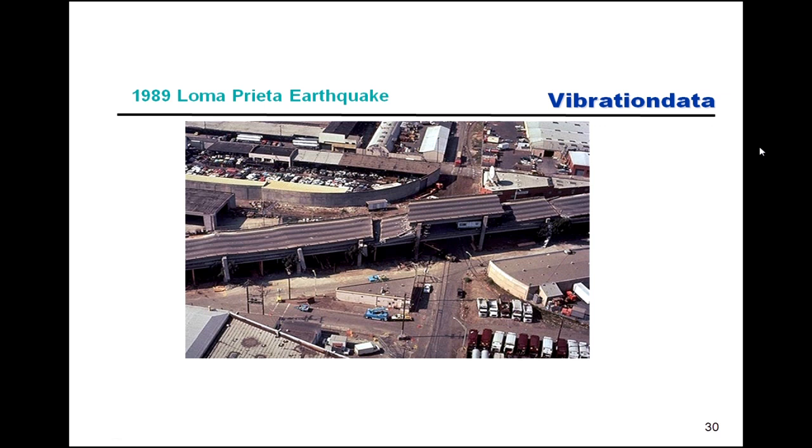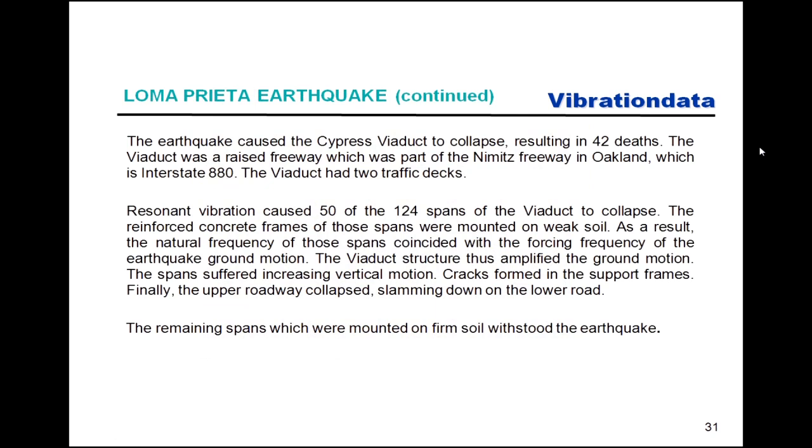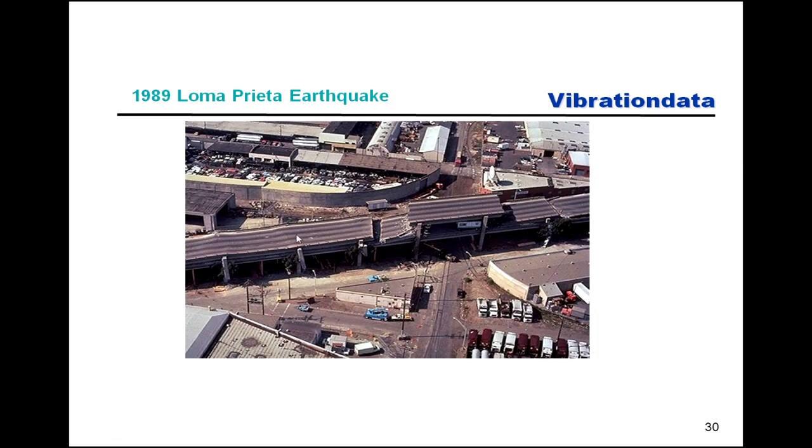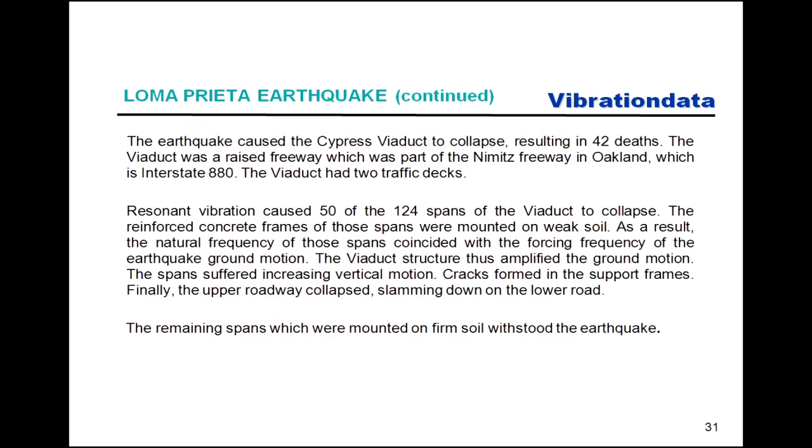So here we have the 1989 Loma Prieta earthquake, and the earthquake caused the Cypress Viaduct to collapse, resulting in 42 deaths. The viaduct was a raised freeway, which was part of the Nimitz Freeway in Oakland, which is Interstate 880. And this viaduct has two traffic decks. So you can see some segments of the upper deck collapsed onto the lower deck, and sadly that caused fatalities.